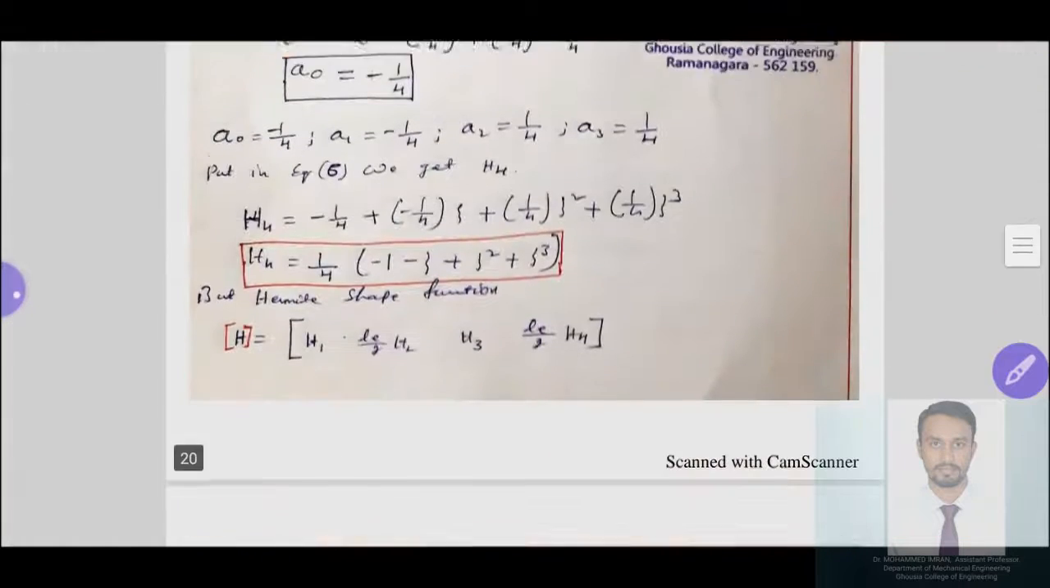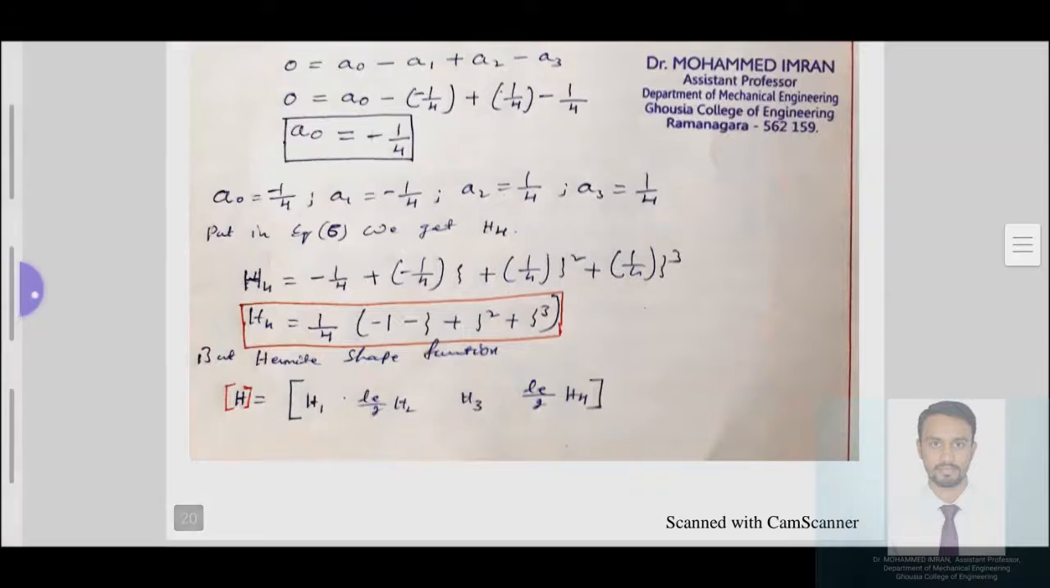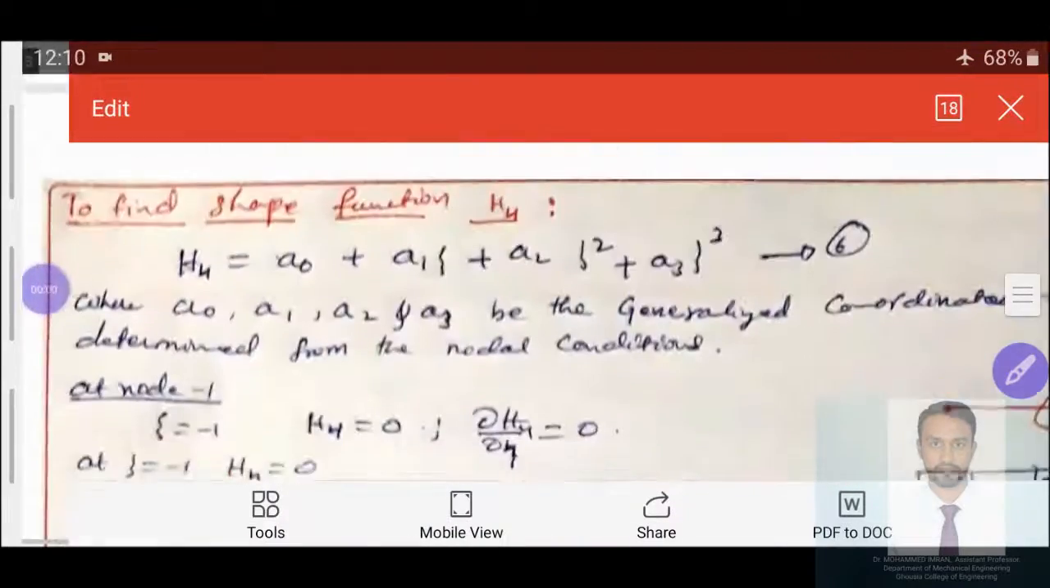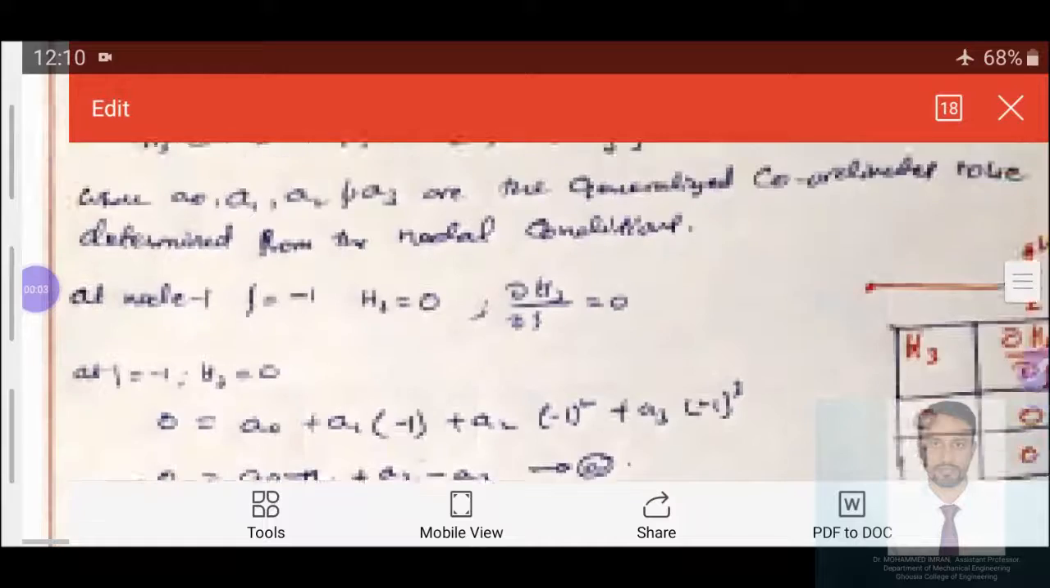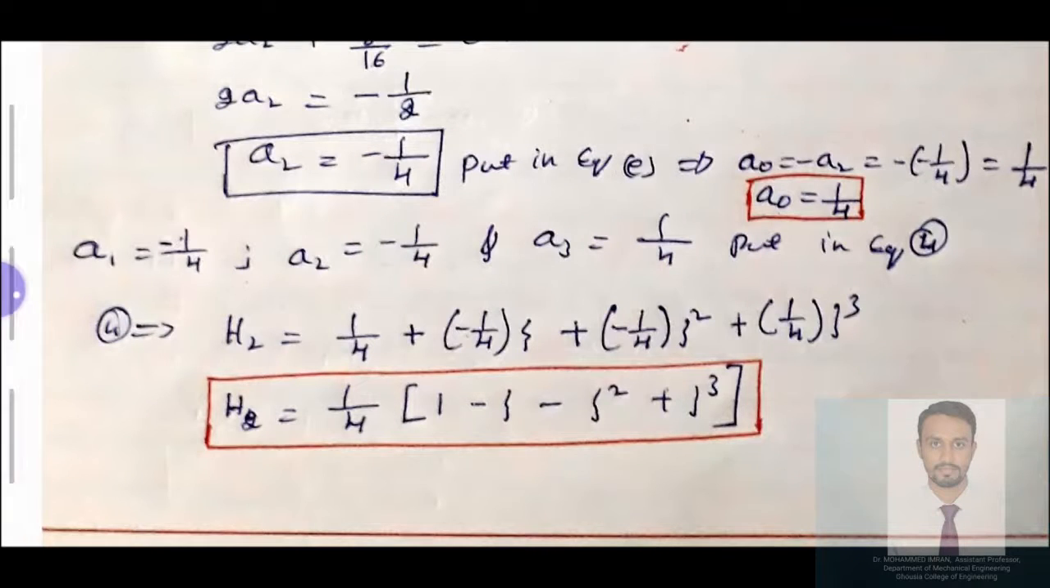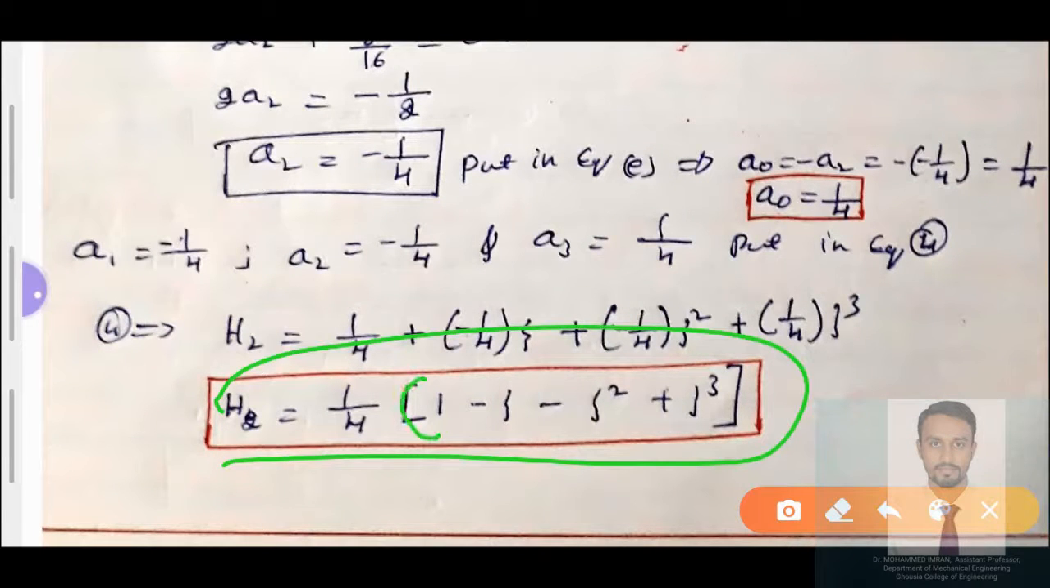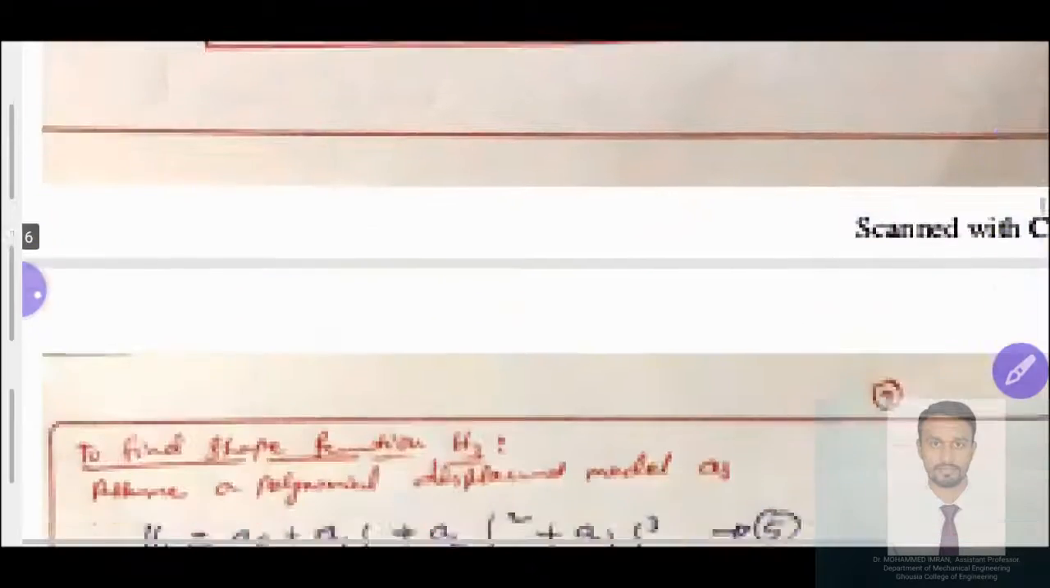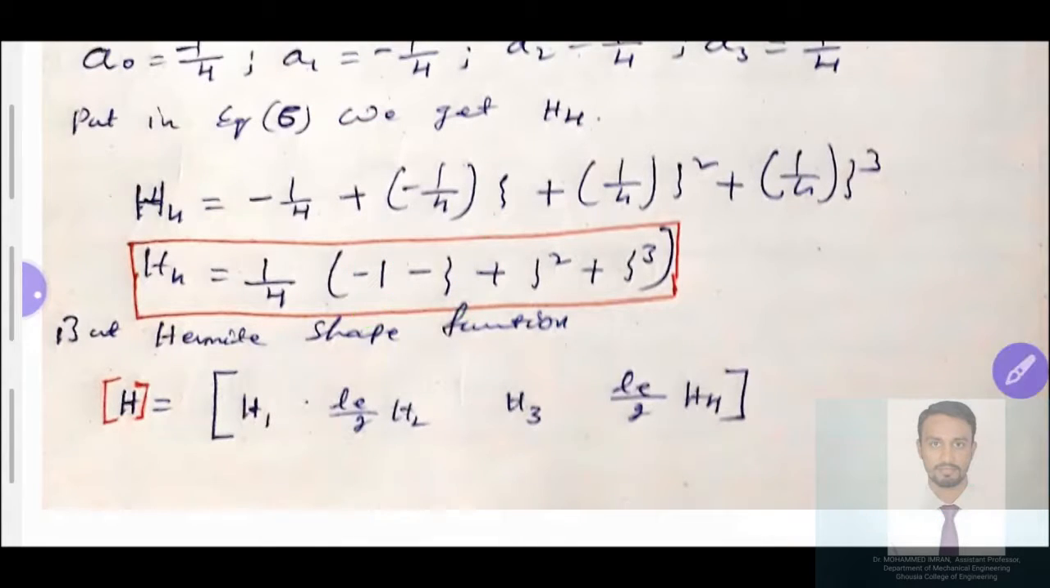you will get the Hermite shape function with respect to theta 2, which is equal to 1 by 4 into minus 1 minus zeta plus zeta square plus zeta cube. You check h2, and now you can check h3 and h4. The equation remains the same, only the sign convention has changed. The rest of the sign convention remains the same. Here we have plus, here we have minus. You check here minus and plus. We have found h1, h2, h3 and h4.